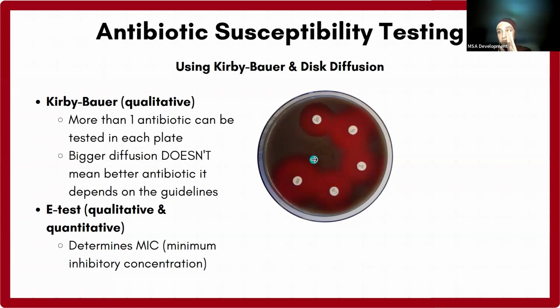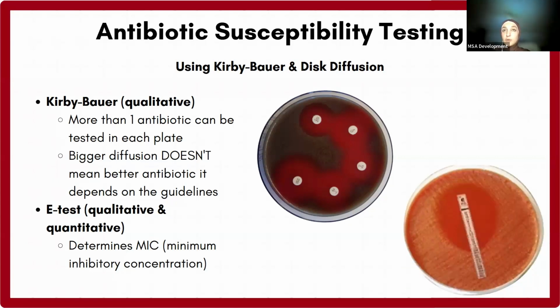You don't have to know any of this. Just memorize this picture and know that this is Kirby-Bauer. That's it. E-test is more likely to come in your exam than Kirby-Bauer. As I said, it's qualitative and quantitative, and it determines the minimum inhibitory concentration. What is a minimum inhibitory concentration? Essentially, the lowest amount of antimicrobial that visibly inhibits bacterial growth. It doesn't kill it, just inhibits bacterial growth.